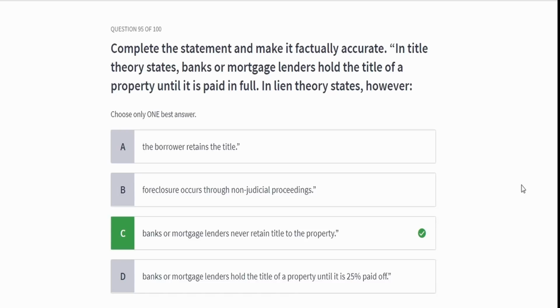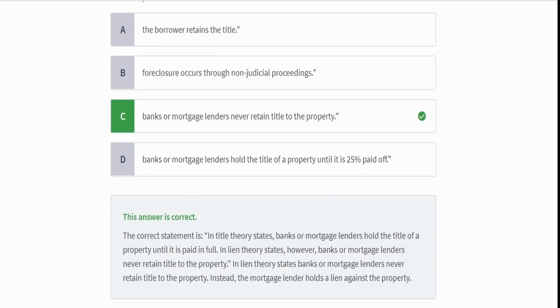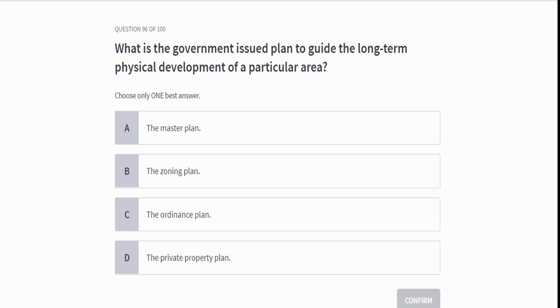And again, that's why this is part of the national portion of the exam, because this is a United States issue. This is a United States problem that you need to be familiar with, the terminology and what goes along with it. And we do have a video on title versus lien theory if you want to check that out as well.